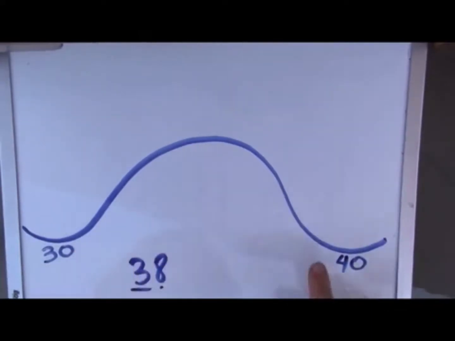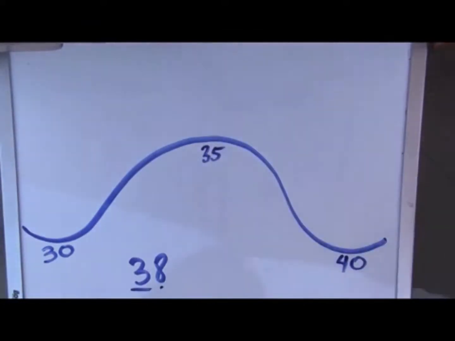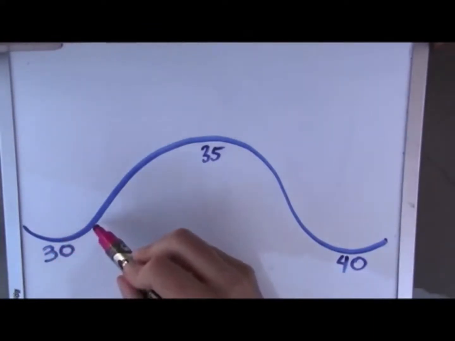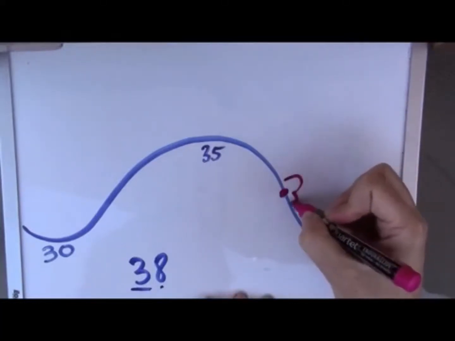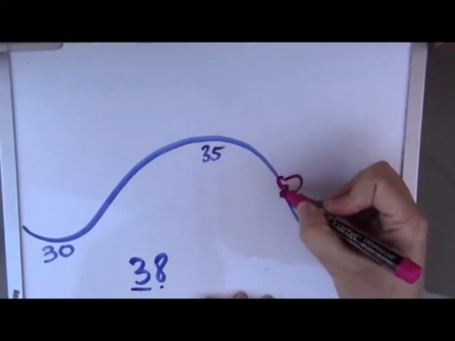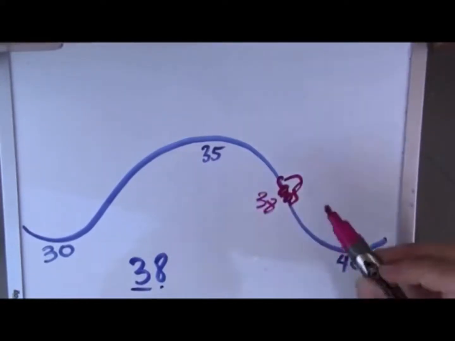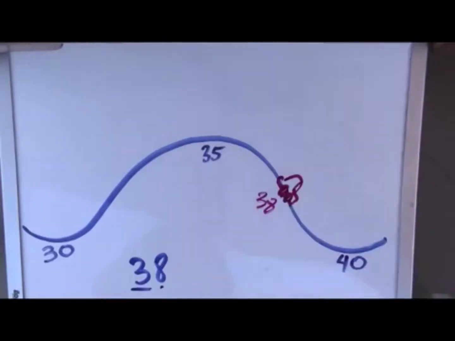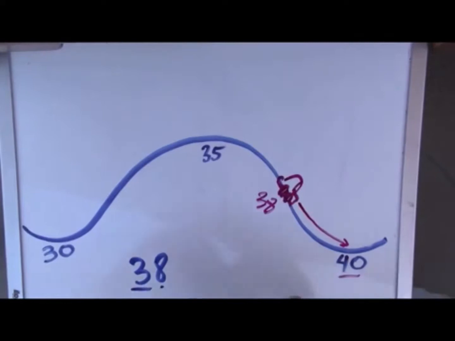Now all we need is the number that comes in the middle, which is 35. Now we've made kind of a curvy number line, and all we need to do is find 38. So 30, 35, 38 will be right about here. And I'm going to draw a car. Now if this were a toy car, and I let it go, it would fall down the mountain and land right here at 40. So 38 rounded to the nearest tens place is 40.